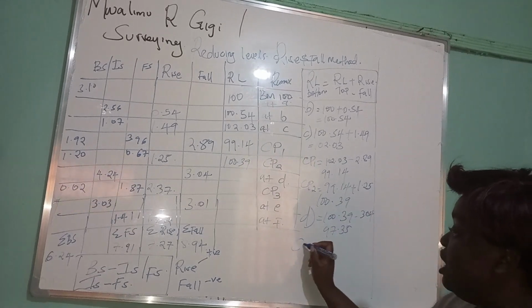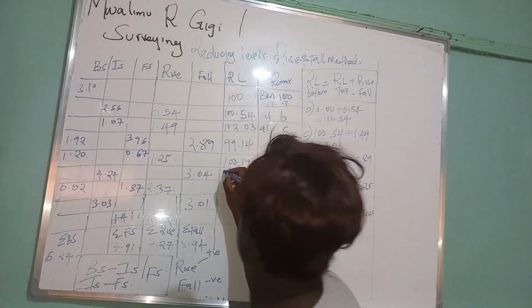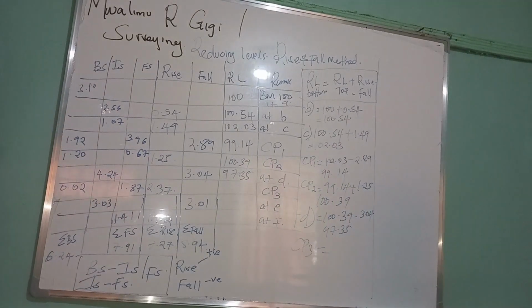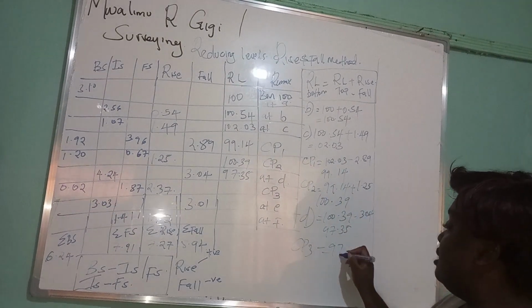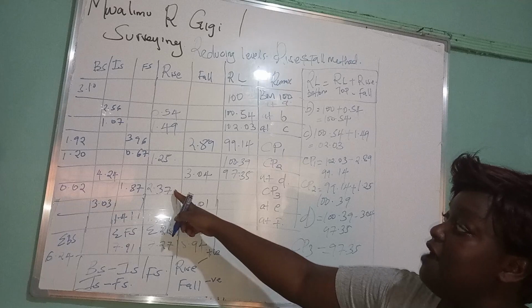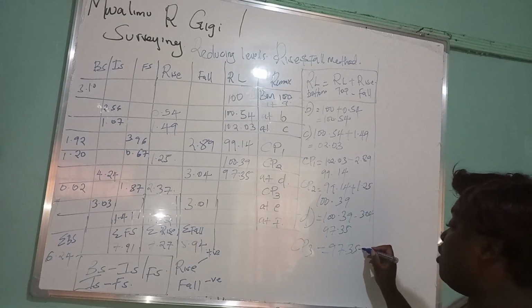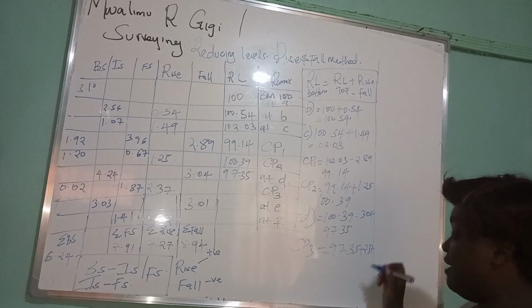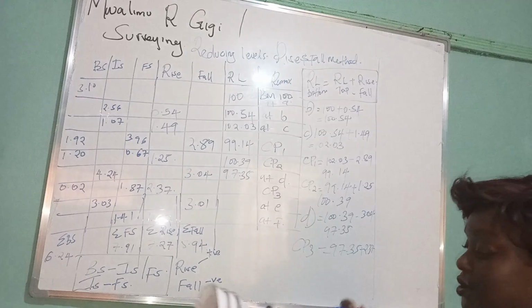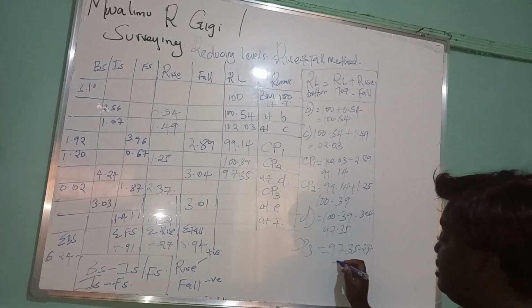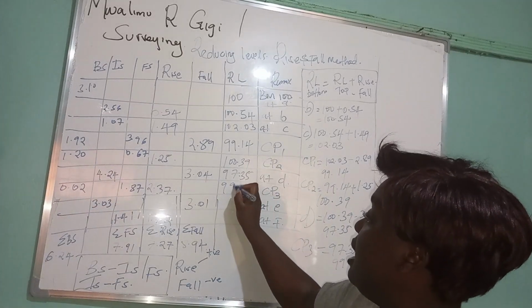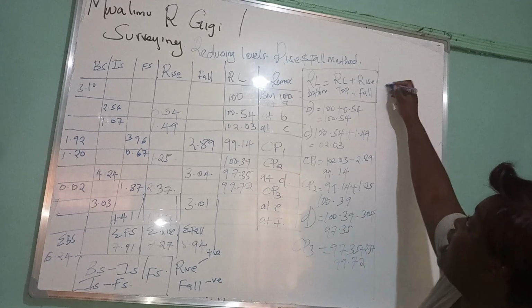It is 97.35. At change point 3, we have the reduced level at the top as 97.35, and we have a rise of 2.37. So plus 2.37. So it will be 99.72.